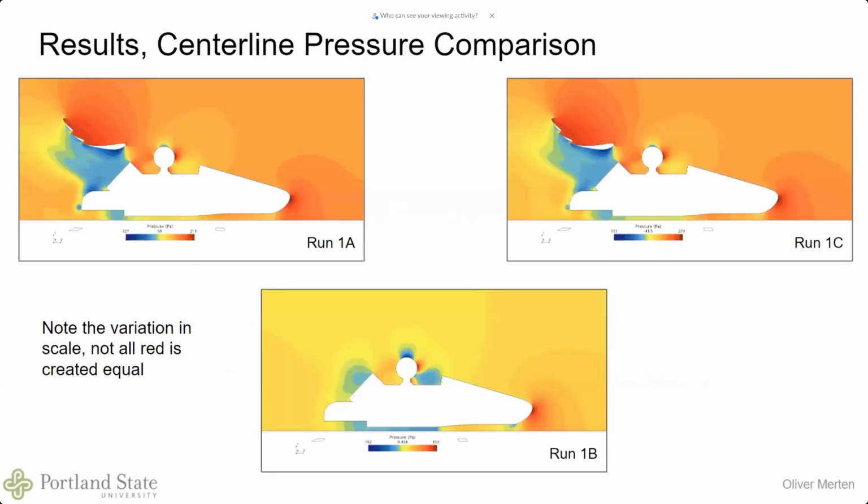So here are some results of that simulation. This is a centerline pressure comparison, along that split line through the car. Run 1A has just the car with the rear wing, 1B has just the car with the undertray, and 1C has both the undertray and rear wing.